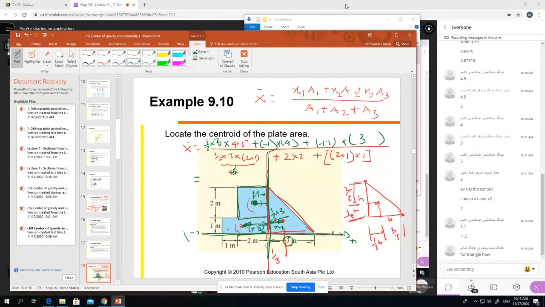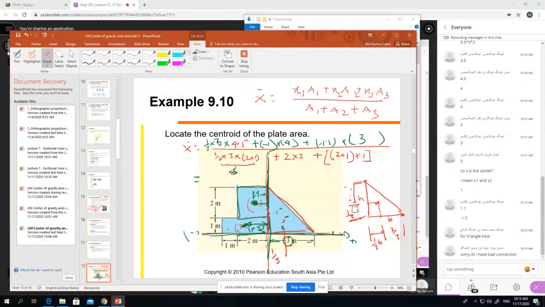For triangle, what do you mean by triangle? Last class we taught you already. Now again I am showing you the triangle, right? Sorry doctor, I have a bad connection. Okay, no problem. You can ask me anytime, as many times as you want, if you don't understand. It's very simple. I will tell you again. For a rectangle, it is just the middle, right?